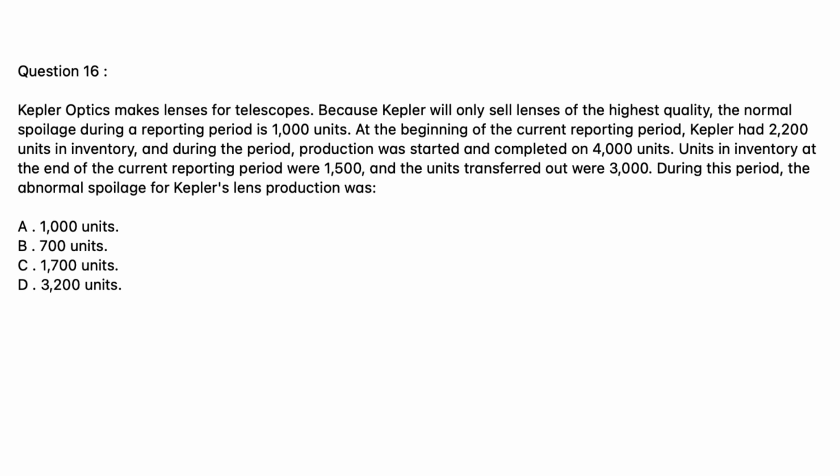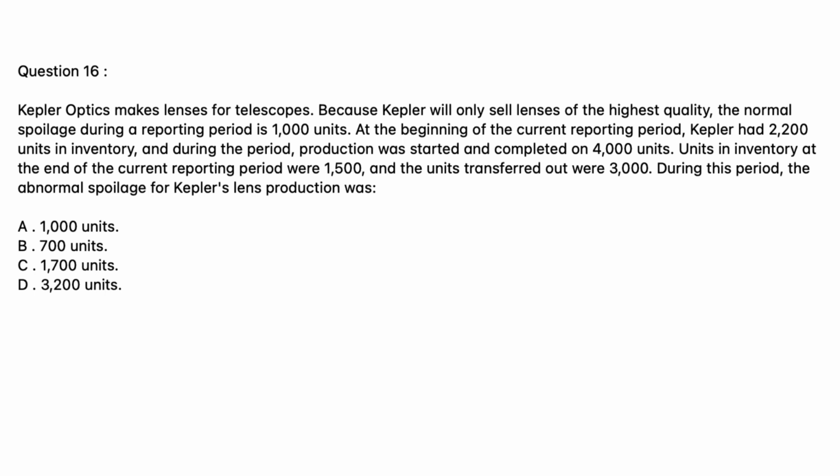Question 16. Kepler Optics makes lenses for telescopes. Because Kepler will only sell lenses of the highest quality, the normal spoilage during a reporting period is 1,000 units. At the beginning of the current reporting period, Kepler had 2,200 units in inventory, and during the period, production was started and completed on 4,000 units. Units in inventory at the end of the current reporting period were 1,500, and the units transferred out were 3,000.